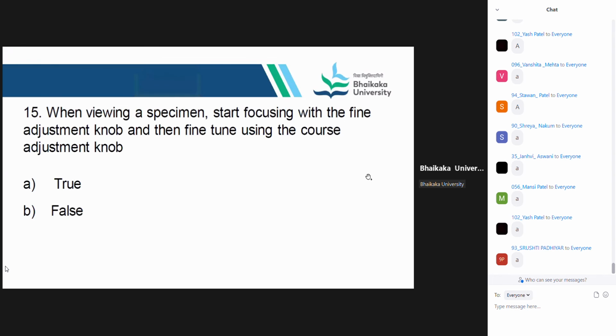The next question: when viewing a specimen, start focusing with the fine adjustment knob and then fine tune using the coarse adjustment knob. How will you proceed? Yes, it is false. First, you have to do a coarse adjustment, and only then, for the fine focusing, use the fine adjustment knob.